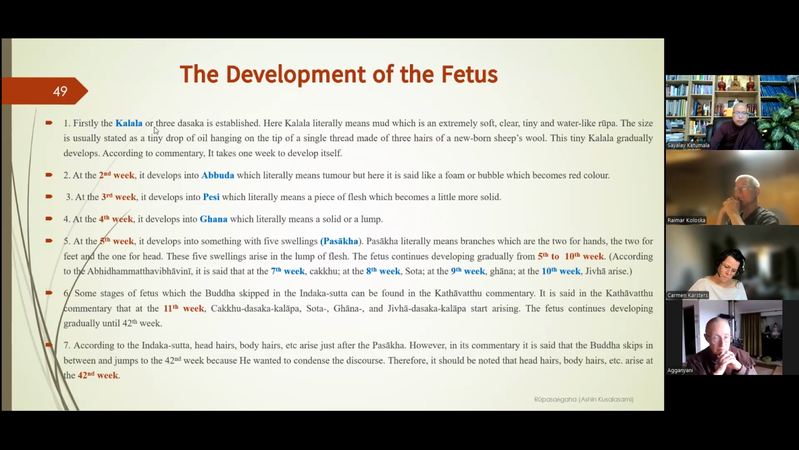So next is the development of the fetus. Oh, it's already 8 o'clock. I thought only around 30 minutes. I have to try to continue. We are about to finish soon. So how do you think about today's lesson?